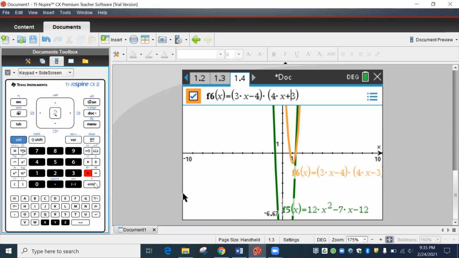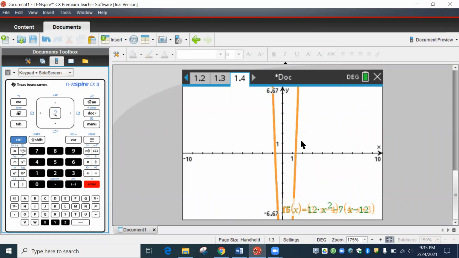All right, so keep your eyes on the green. Oh, look at that. So the green is gone. I don't see that green anymore. This is my answer. Okay.